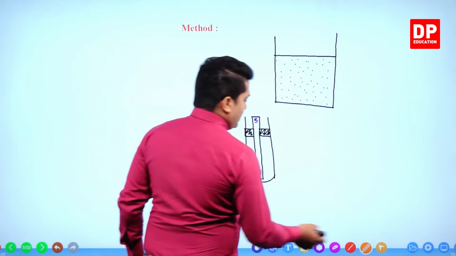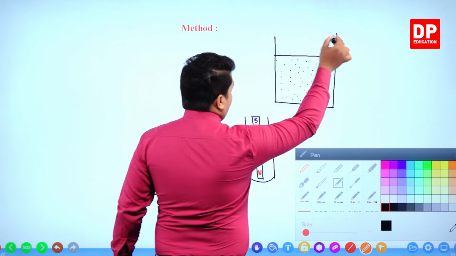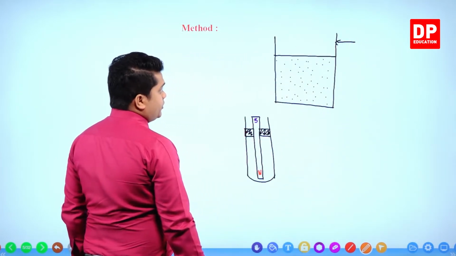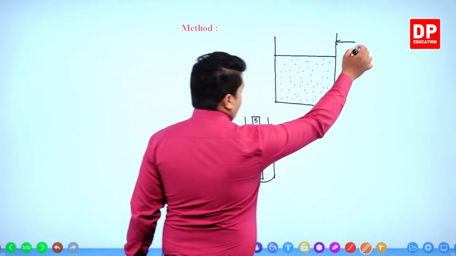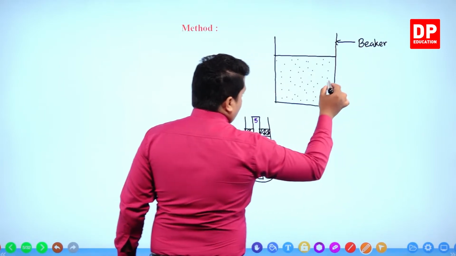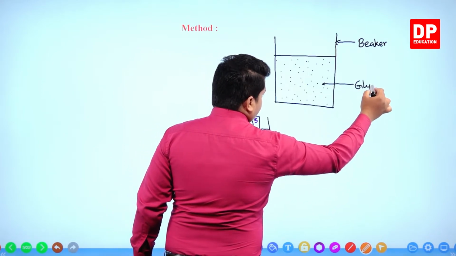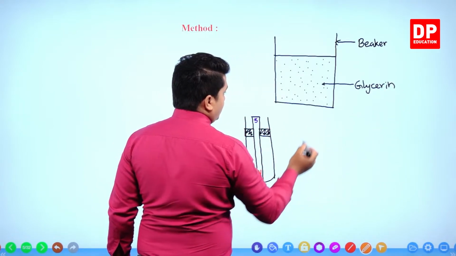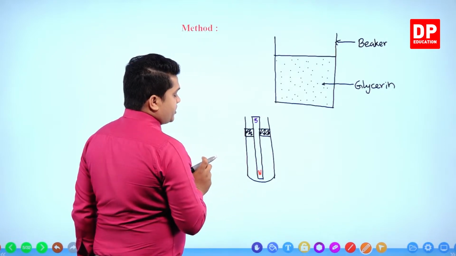I'll name the parts in the figure. If you are asked to draw a figure, always remember, children, you need to name these instruments within the figure. So this is the beaker. Then glycerine. And this is the test tube which contains the magnet.